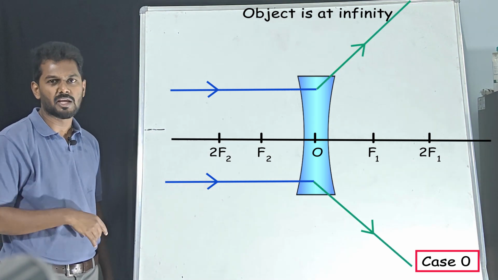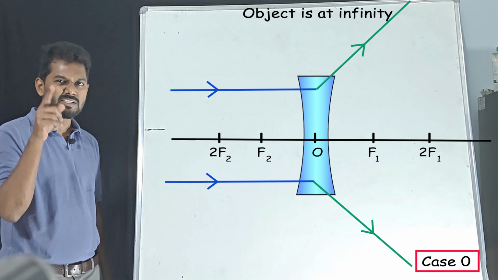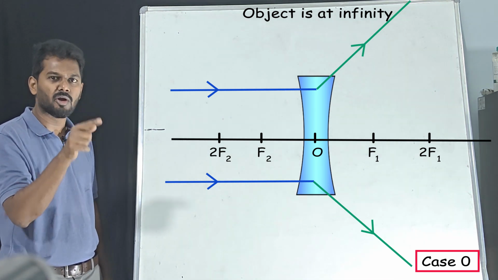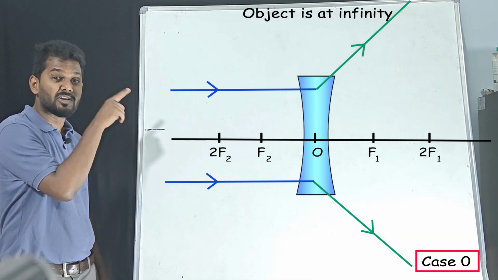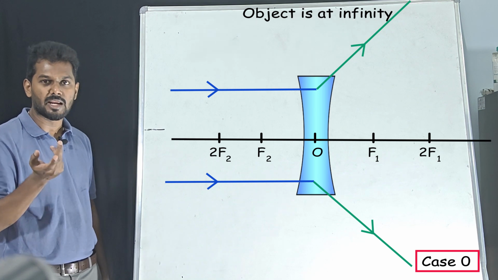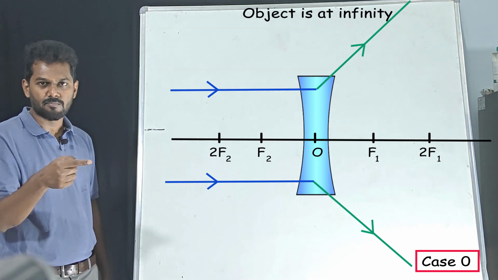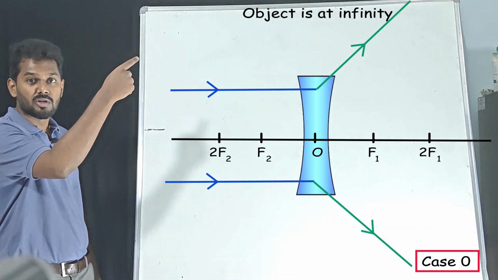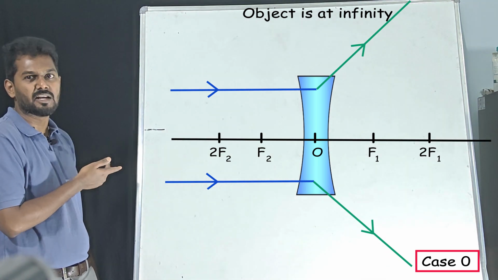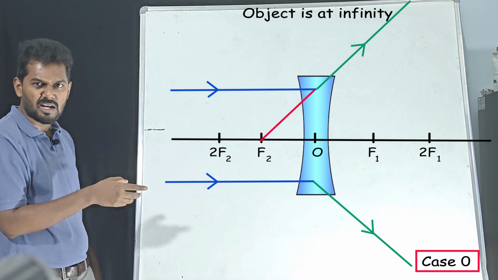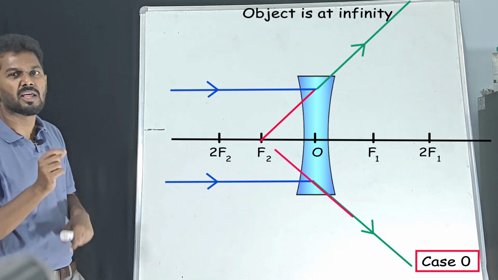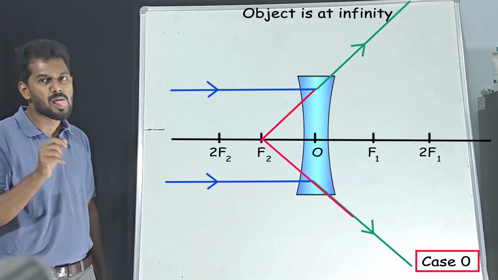So how are we going to get the image if it is diverging? If it is intersecting, we can easily say from that point to the principal axis, that is the image. If it is never going to intersect, then how can we get the image? After refraction, we extend backward the refracted rays. Those are the refracted rays, right? Extend them backwards, where they meet, there we get the image.